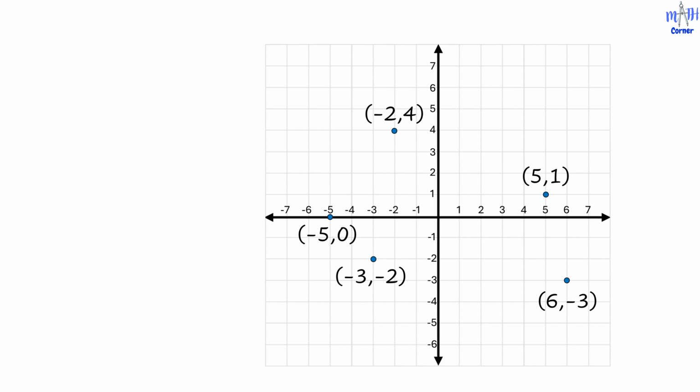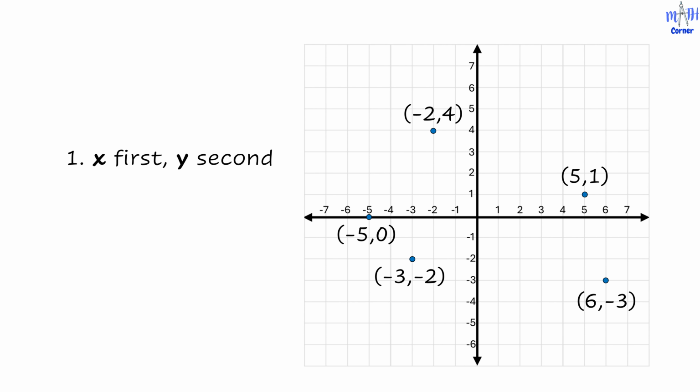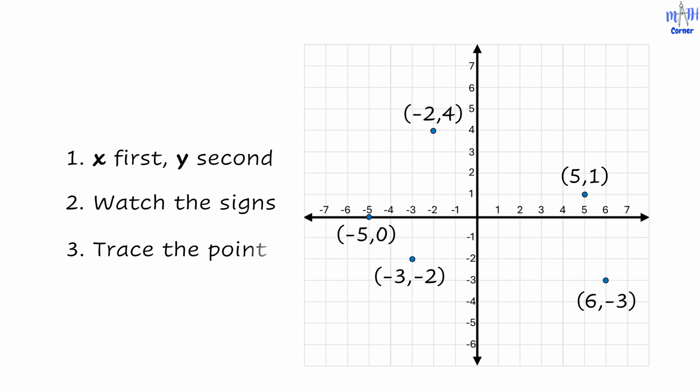Let's summarize. 1. To identify coordinates fast, read x first, read y second. 2. Watch the signs carefully. And 3. Trace the point properly. That is the easiest way to read coordinates correctly. The more points you practice, the faster you become. And soon, identifying coordinates will feel automatic.